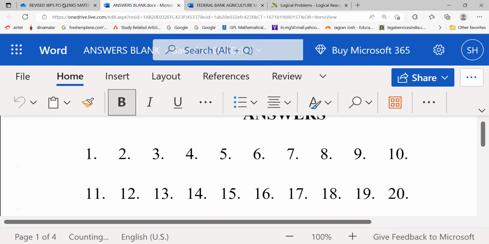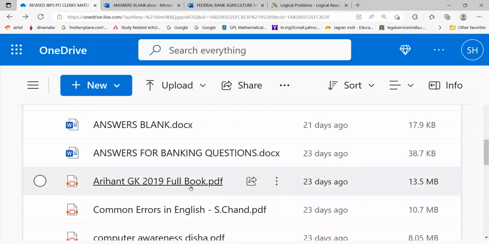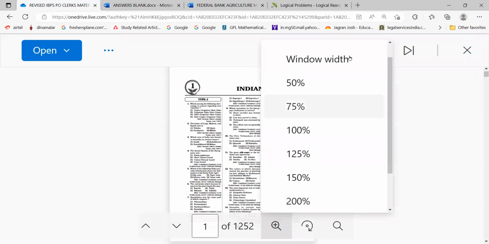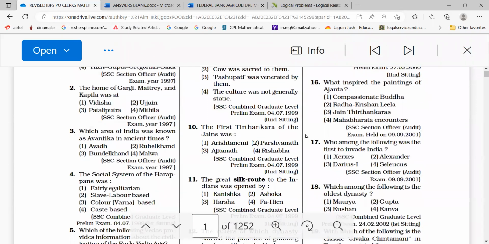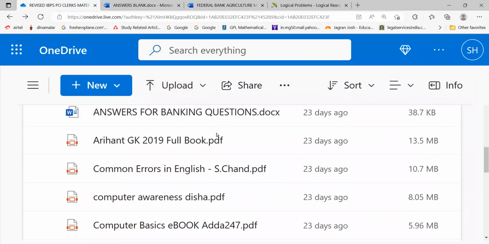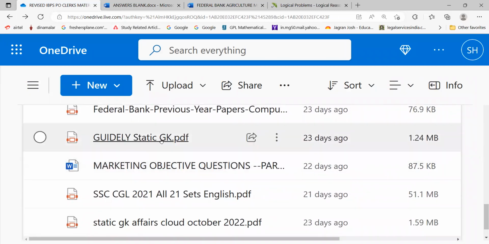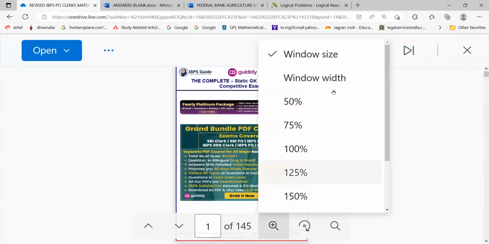Make use of this. If you take a printout, you can mark your answers. Next comes the Arihant GK full book. GK book I am giving you. I don't know what you are going to read, what you are not going to read. This is 1000 pages, it is difficult to read it fully. So leave this, it is not very important, there is no time. That's the reason. Then come to static GK. Read this fully.